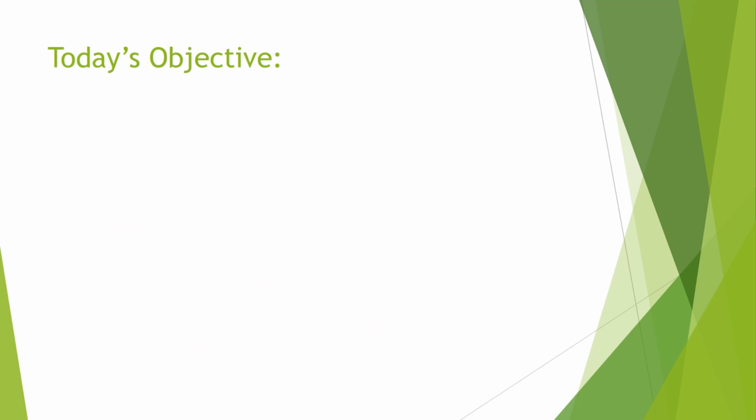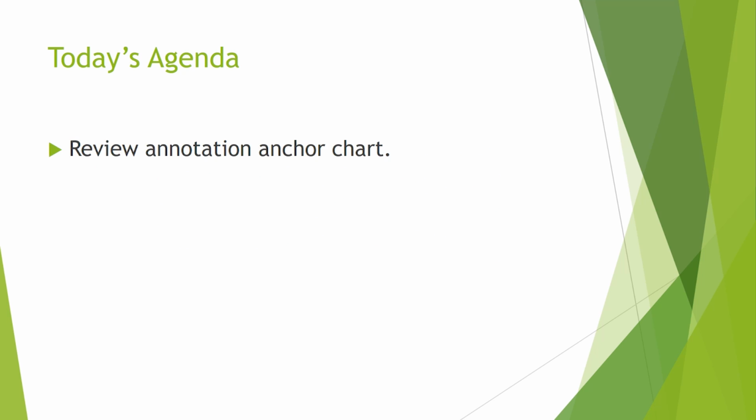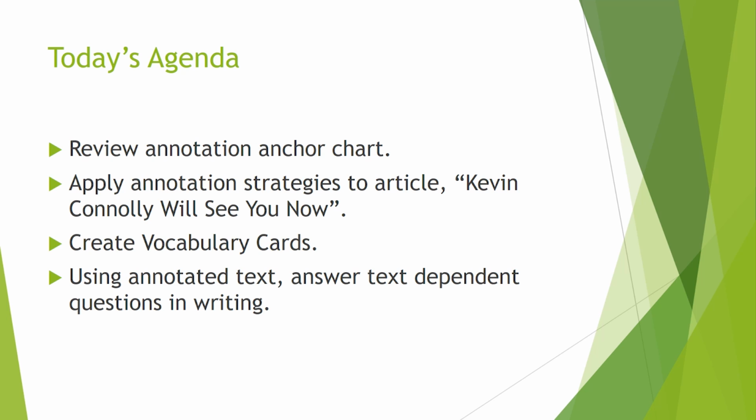text. Today's objective: you will be able to annotate text to select key details, RI1, create illustrated vocabulary cards to increase your vocabulary, RI4, and answer short writing prompts, W2, to increase your reading comprehension and writing fluency. Today's agenda: review the annotation anchor chart, apply annotation strategies to the article Kevin Connolly Will See You Now, create vocabulary cards using annotated text, and answer text-dependent questions in writing.